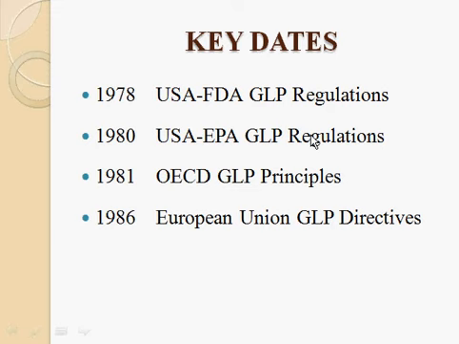Now the key dates as far as GLP is concerned, we must understand. As I told you, it was evolved in 1976. The first regulations were ready in US FDA in 1978. In 1980, USA EPA, Environmental Protection Agency, also followed GLP regulations, and in Europe it was in 1989. We call it OECD GLP Principles, and in 1996 European Union GLP directives were out, and most of the European countries are supposed to follow GLP norms.